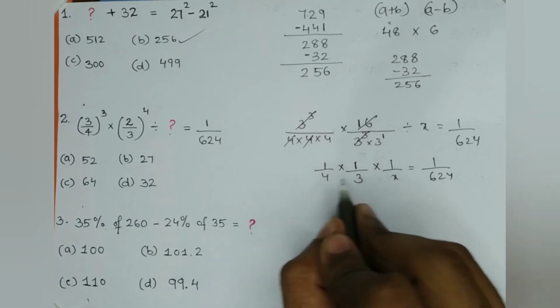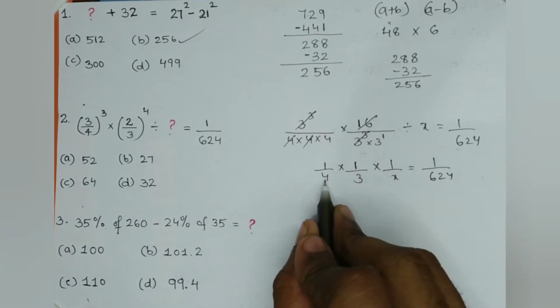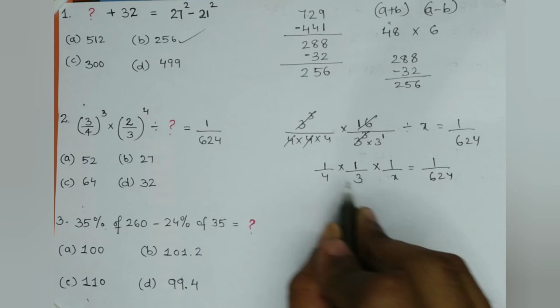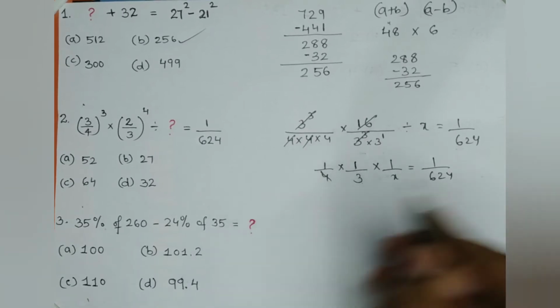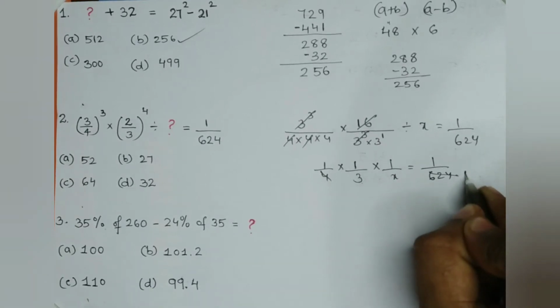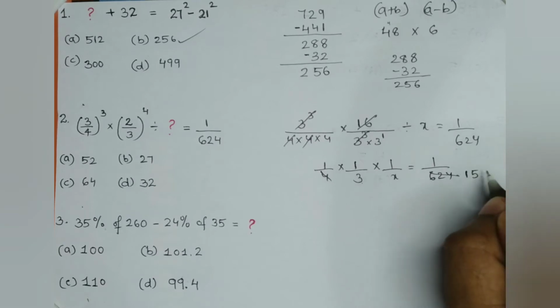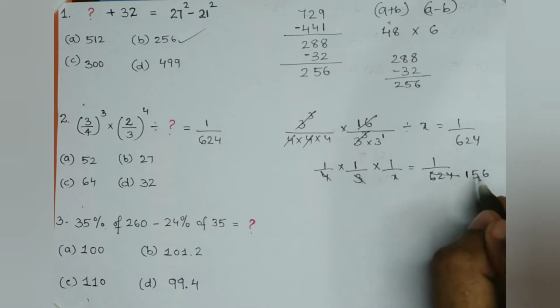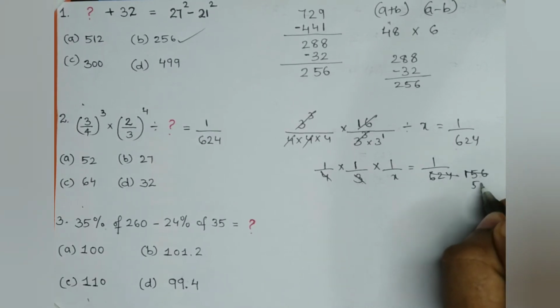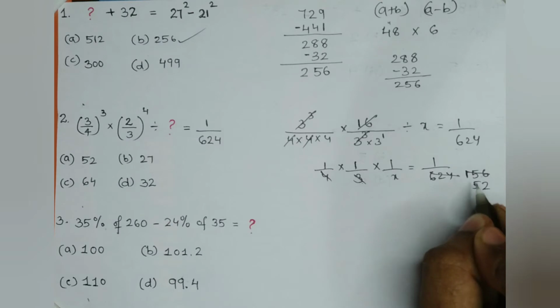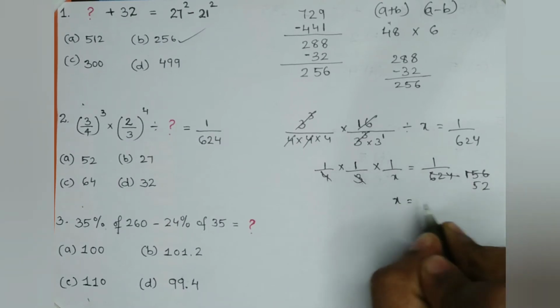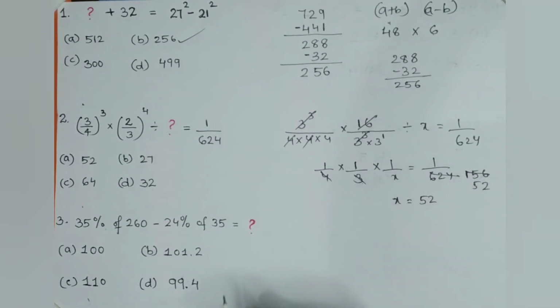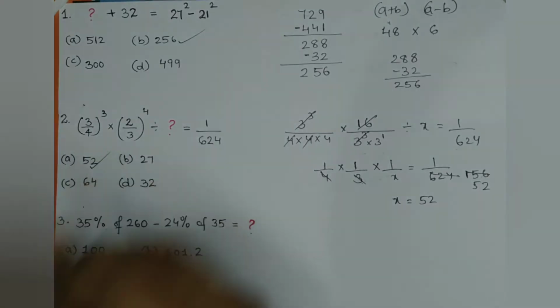And here you can see 4 is in the denominator and 3 is also in the denominator. So first we can divide 624 by 4 and it gives you 156. And when it is divided by 3, you get 52. So 1 by x is equal to 1 by 52. x will be 52. So your option will be option A, 52.